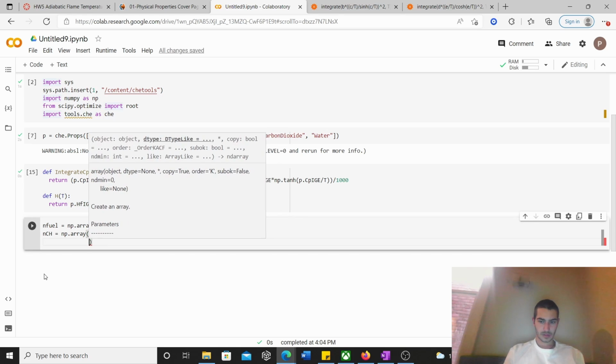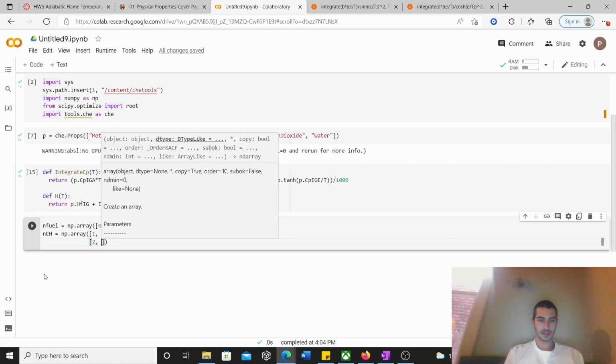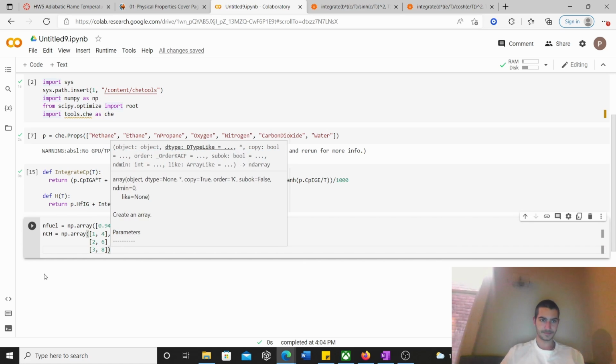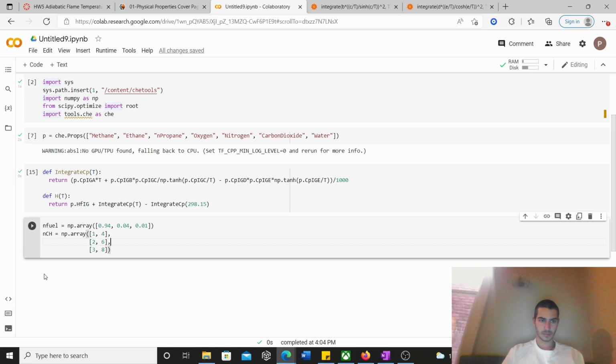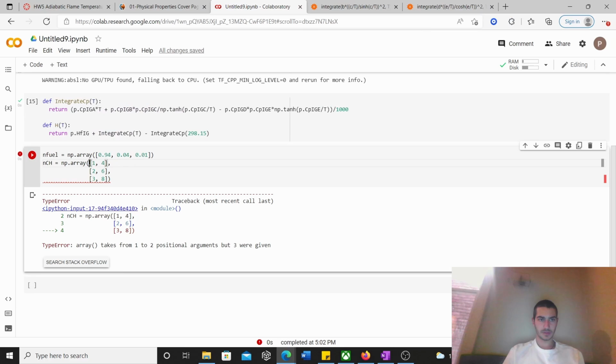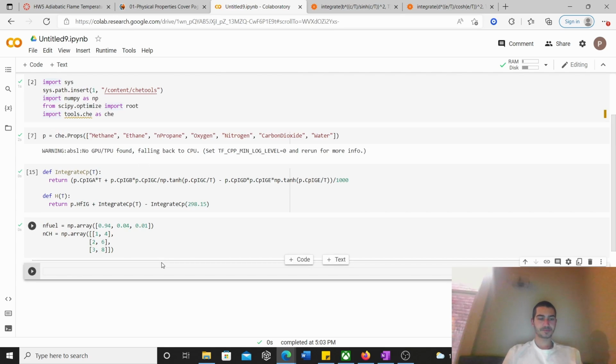And for ethane, we have 2 carbons and 6 hydrogens. Then for the final one, propane, we have 3 carbons and 8 hydrogens, right? Shift enter. And for here, you can add an extra bracket to say that these are 3 different arrays. Should be all good, right?